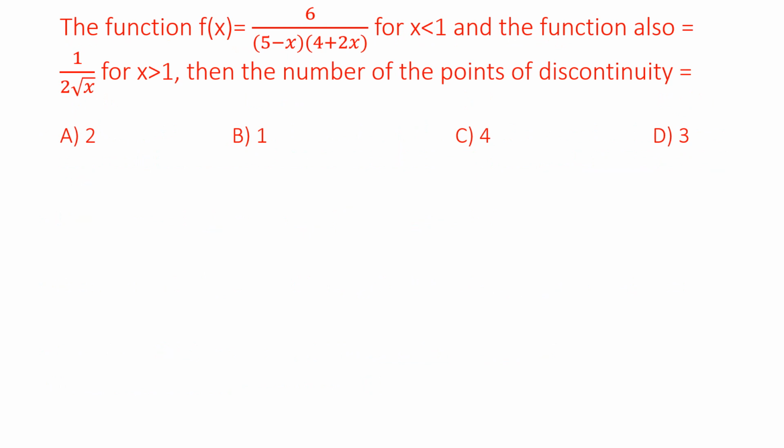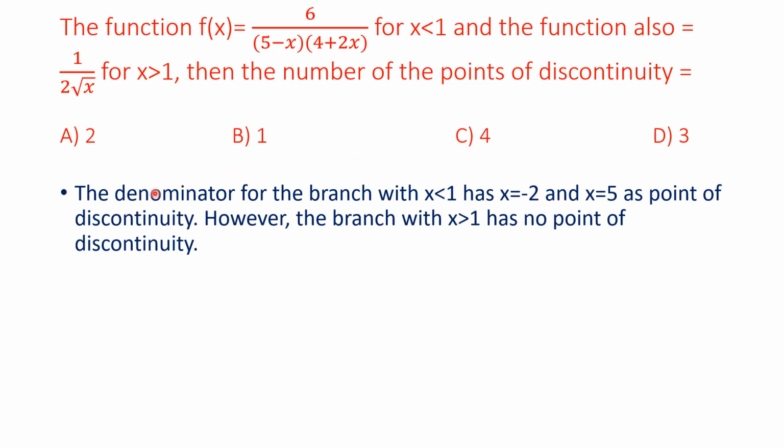The question is as follows. The function f of x is equal to 6 divided by (5 minus x) multiplied by (4 plus 2x) for x less than 1, and the function is also defined as 1 over 2 square root of x for x greater than 1. Then the number of points of discontinuity equals one of these values, and we have to analyze to find out the correct one.